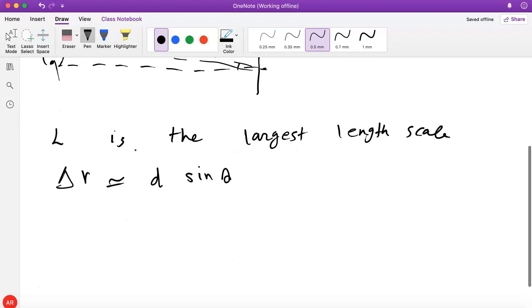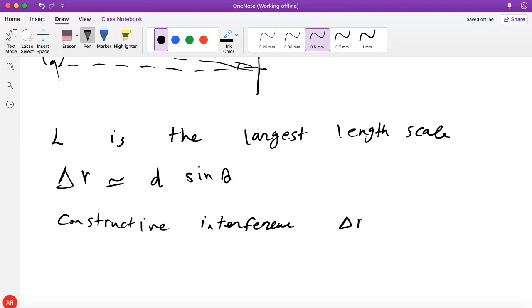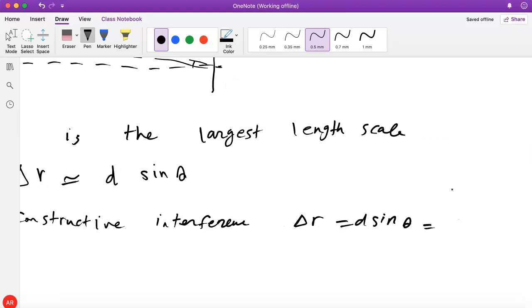So making that approximation, we found that for constructive interference, we want delta r, which is d sine theta, to be an integer multiple of lambda, which then makes the phase difference an integer multiple of 2 pi. So we want this to be m lambda.